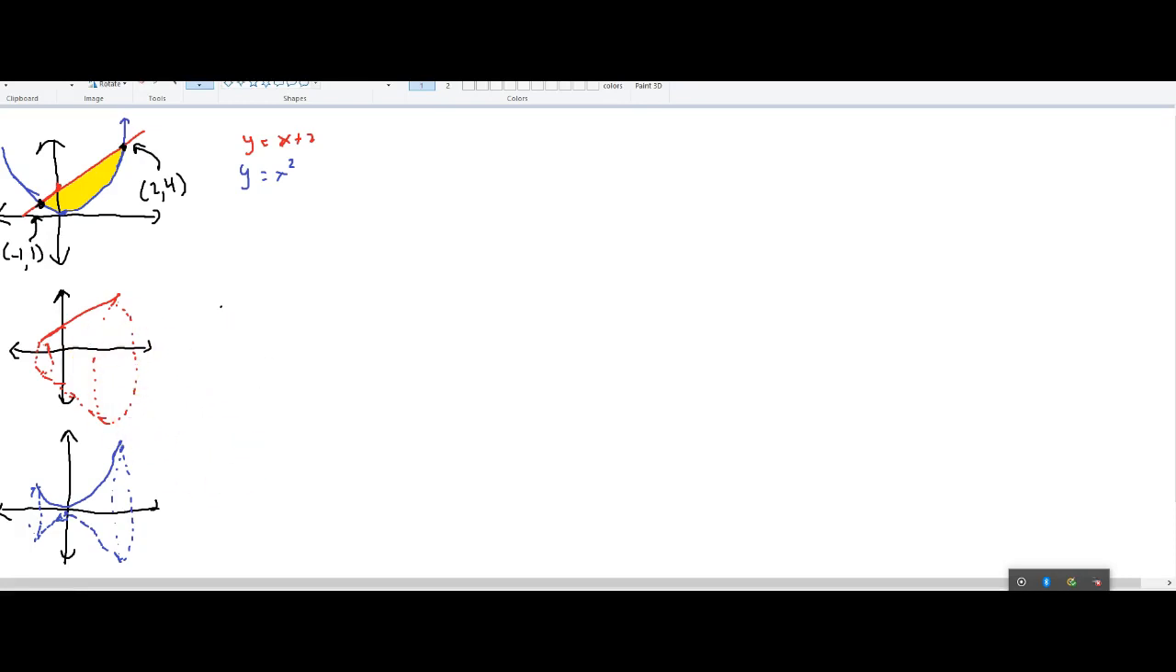I will point out that the graph was incorrect, and so the graph should actually look like this. If you're careful, you'll have y equals x plus 2 here in red, y equals x squared in blue, and then the area between them in yellow, rotating around the x-axis, okay? And so try out that problem.